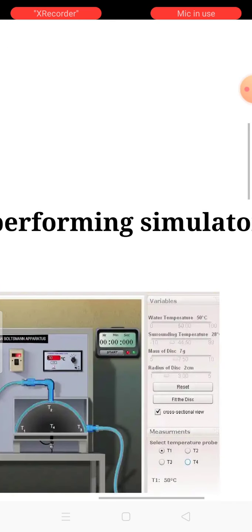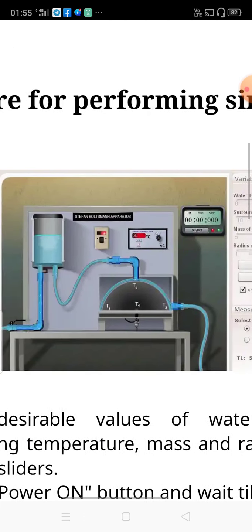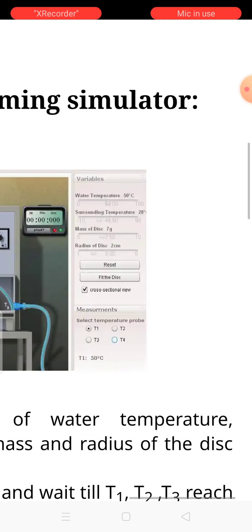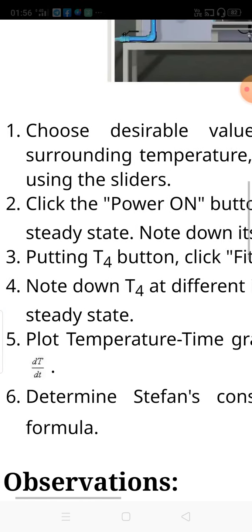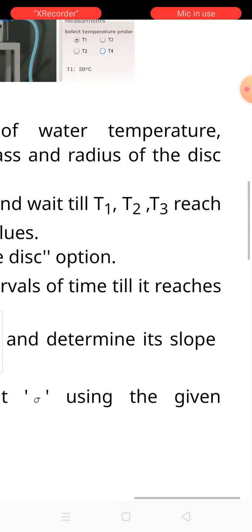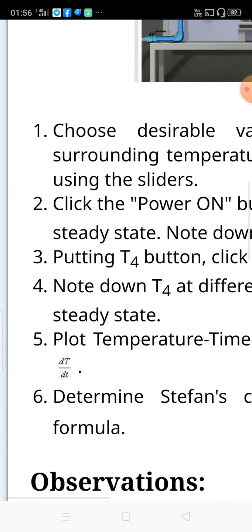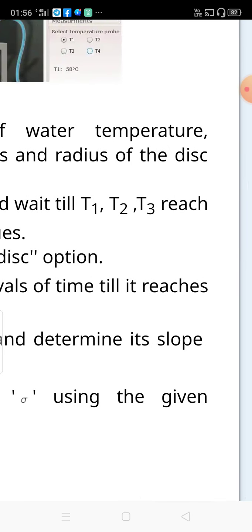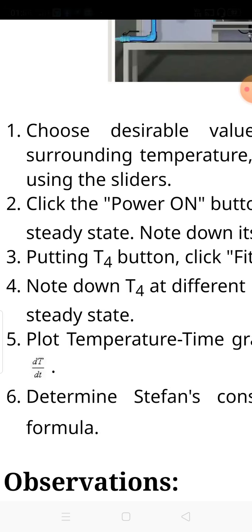So the slope is dT/dt from the graph. And now how to use the simulator, that I have already explained. This is the furniture, this is the water tank, this is the hemisphere, this is T1, T2, T3, and this is T4, the black body, and this is heated. This is the procedure already described. Choose a reasonable value of the water temperature; the surrounding temperature, mass and radius are also shown, using the slider.